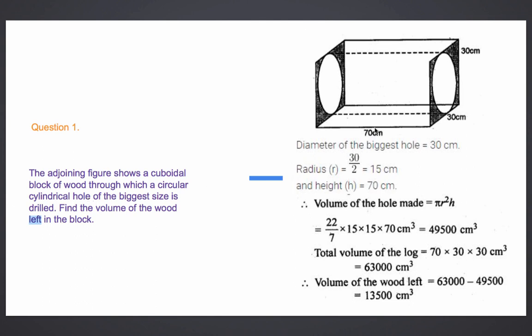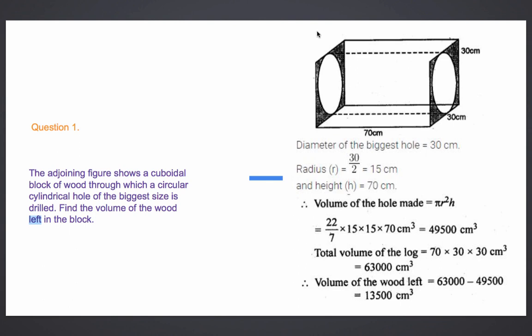What is the volume of the whole cuboid? You all know the formula for volume of cuboid, length into breadth into height. So for the wooden block, or for the log which is given, the volume formula will become L into B into H. Length is 70, this breadth is 30 and this height is also 30. So we can calculate this.